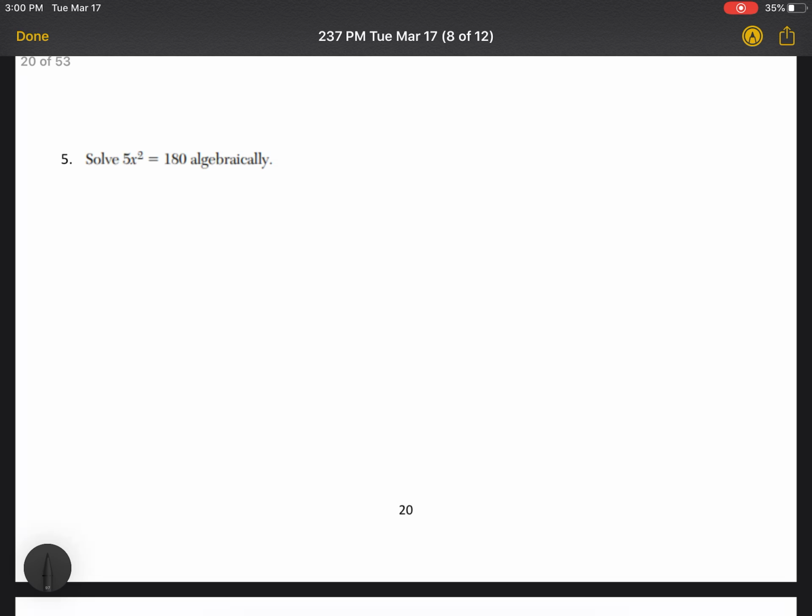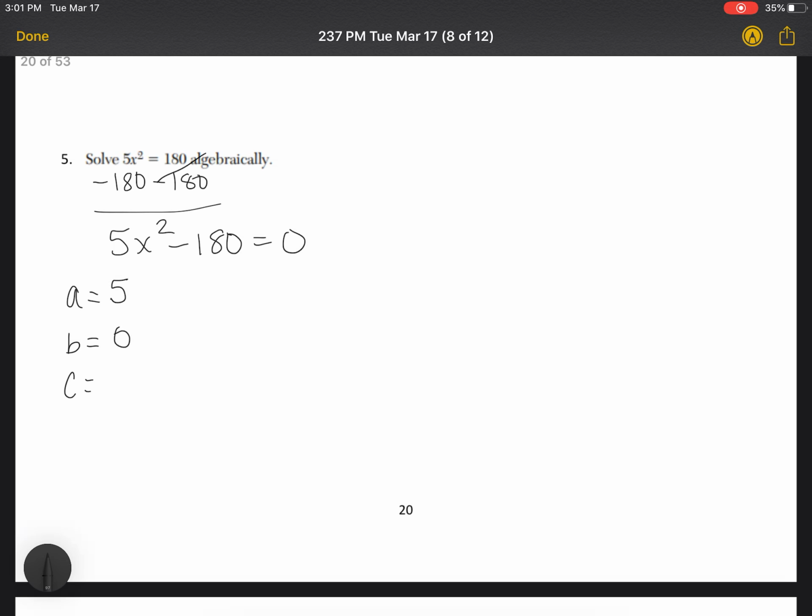Okay, last one, number 5, solve algebraically. Again, we are not in standard form, so I'm going to subtract that 180 from the right side to the left side. Now notice here we don't have any x term, which means we're not going to have a b, but that's okay. We're going to carry on. So a is going to be 5, no b term, and my c is -180.